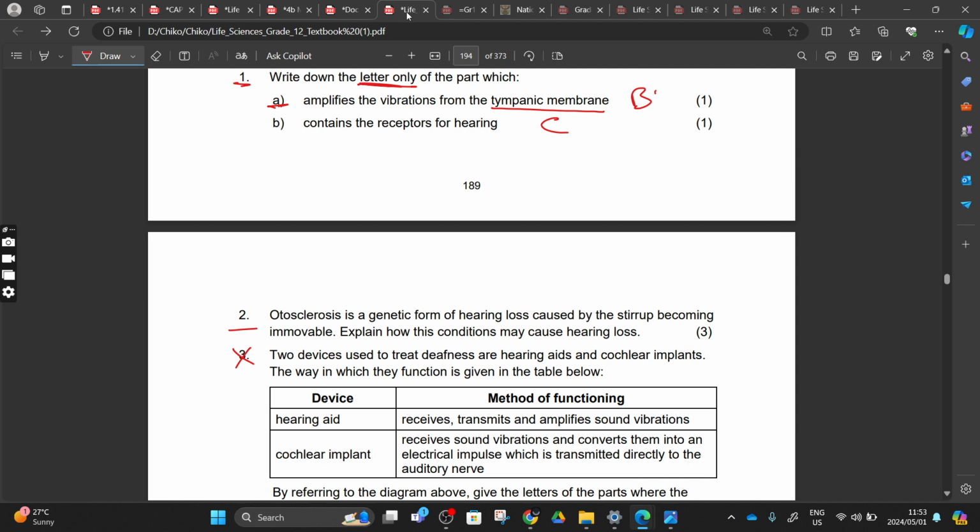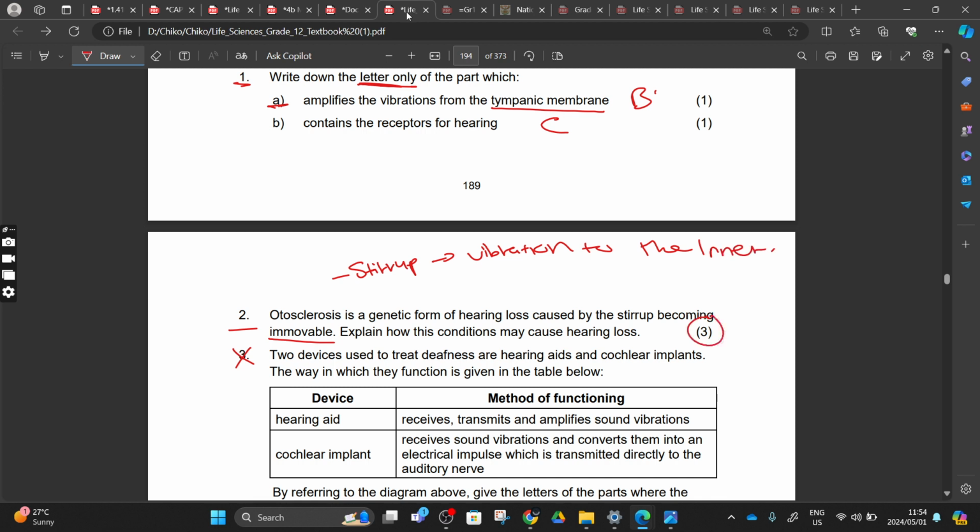Then number 2, I also told you that you can go and try to answer number 2. Otosclerosis is the genetic form of hearing loss caused by a stirrup becoming immovable, right? Explain how this condition may cause hearing loss. It will cause hearing loss because that stirrup will not be able to transmit the vibration, right? Vibration to the inner ear, right?